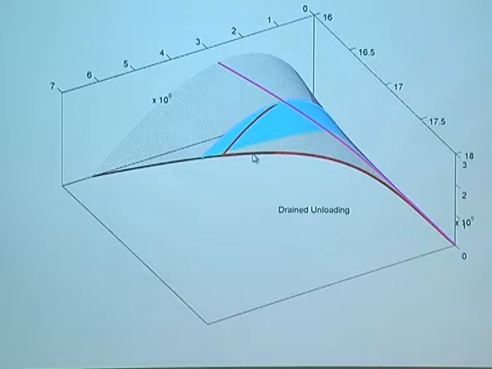Okay, so basically you can see the red curve over there going all the way to the top. And this red curve is actually following an imaginary plane that's cutting through the original pre-consolidation point, which is this point.